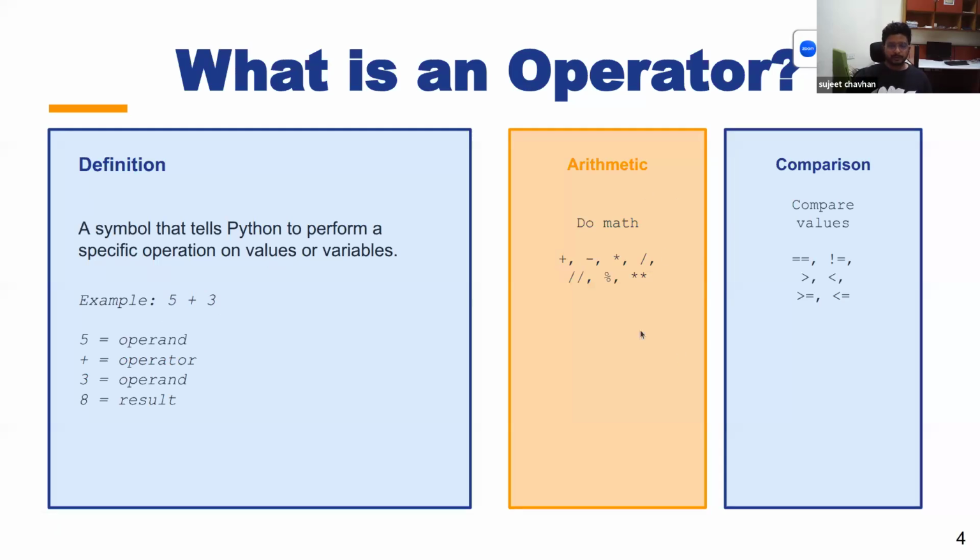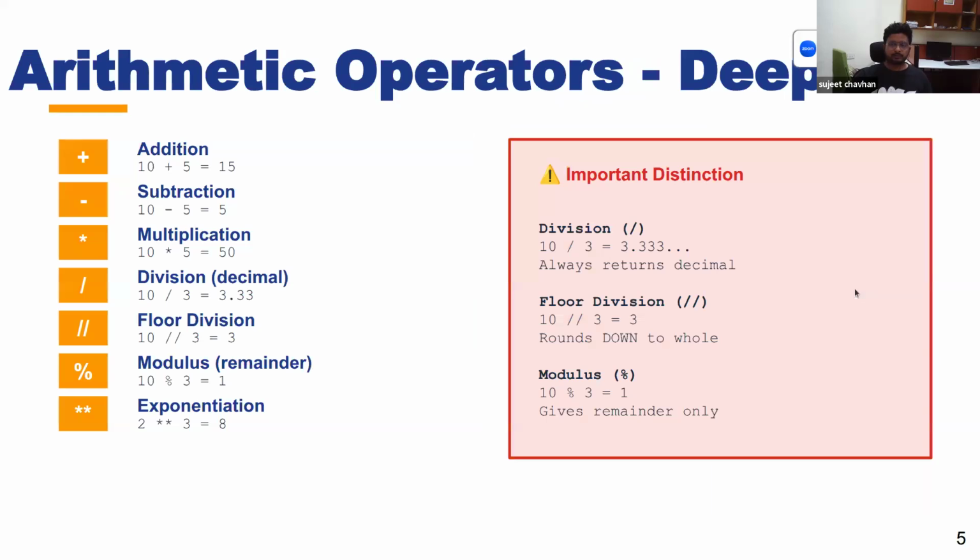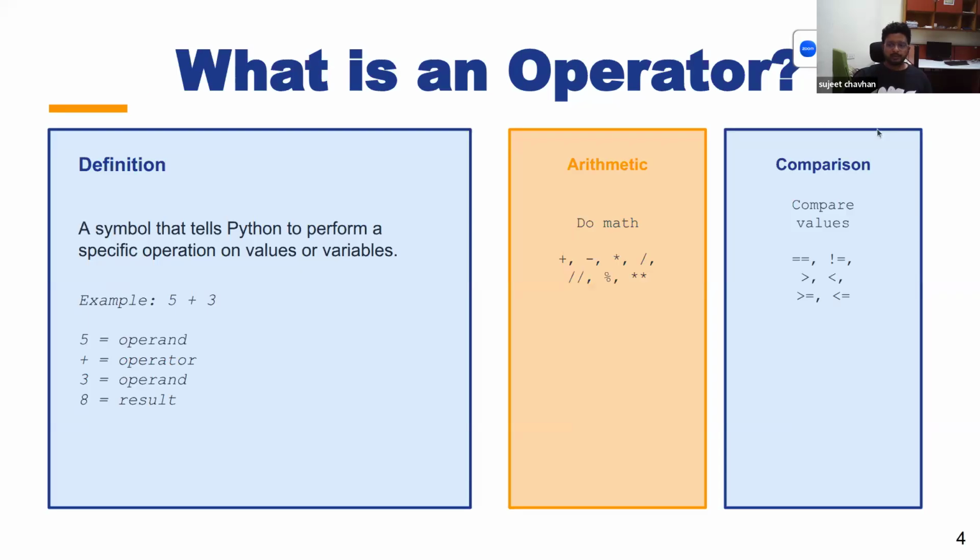These are the arithmetic operators, and there are some comparison operators. We will compare between two variables, two values, and so on. So before jumping to arithmetic operators, we have just introduced the topic. Does anyone have any doubts till now?